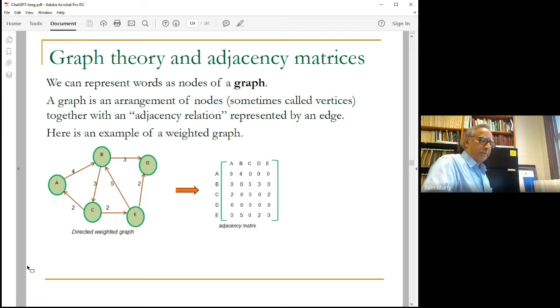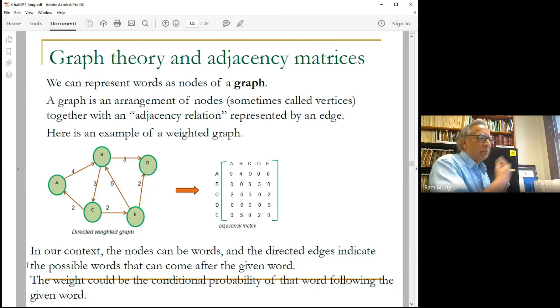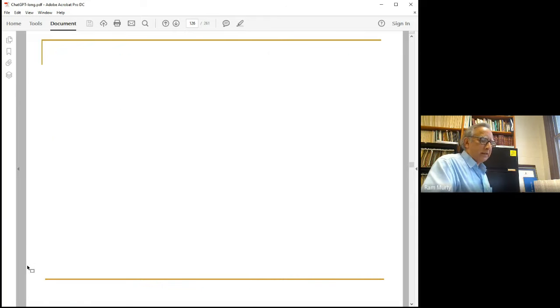that directed edge. In this way, nodes can be words, and the directed edges could be the possible words that can come after that given word, and the weight will be the conditional probability of that word following the given word. And where did ChatGPT get those conditional probabilities to assign to those edges? It got them from billions of existing texts. This is important to know. The raw data are all the internet pages, and from those, you calculate these probabilities. So this is the essential idea.